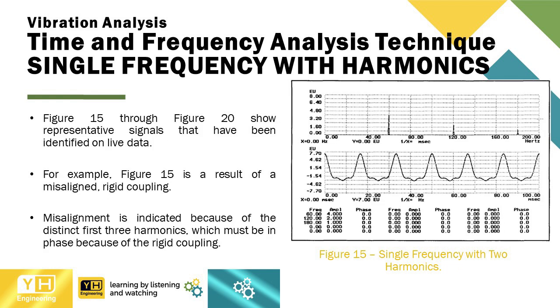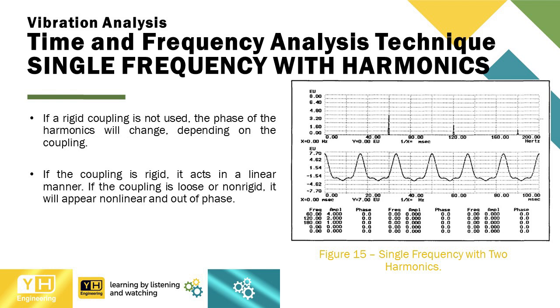Figure 15 through Figure 20 show representative signals that have been identified on live data. For example, Figure 15 is a result of a misaligned, rigid coupling. Misalignment is indicated because of the distinct first three harmonics, which must be in phase because of the rigid coupling.